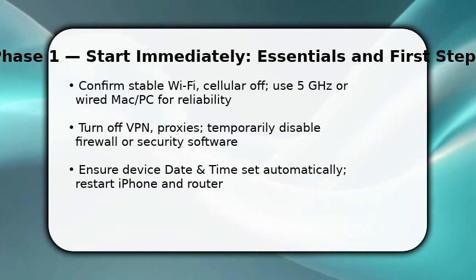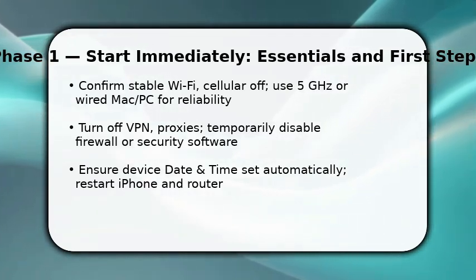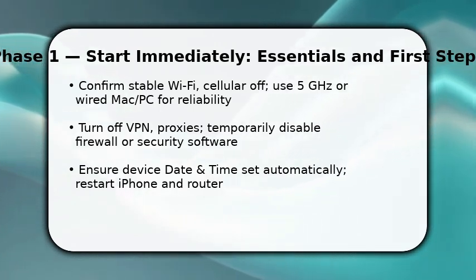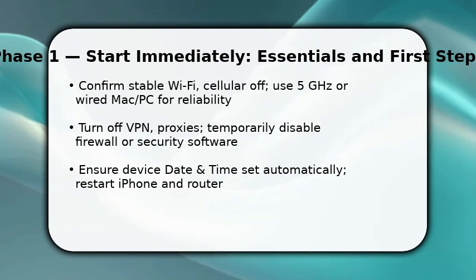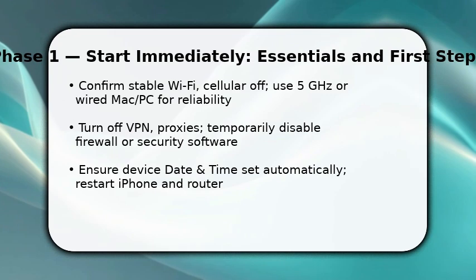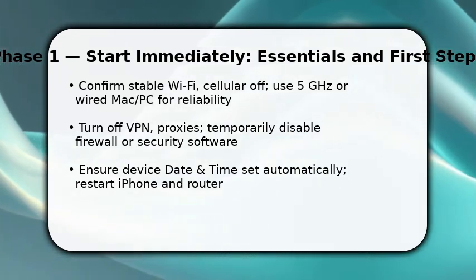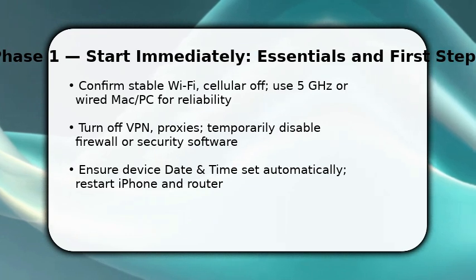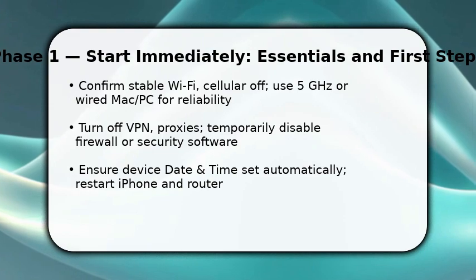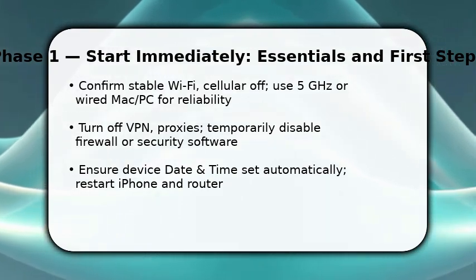You begin by eliminating common blockers. Make sure Wi-Fi is stable and the phone's date and time are set automatically. This prevents certificate mismatches. Turn off any VPN or proxy. These intercept update traffic. Once done, restart your iPhone and the router to clear transient connection issues and keep cellular off while updating. If you have a Mac or PC, prepare to use a wired connection or the latest iTunes/Finder. That gives you a direct path to Apple's servers for the next steps.